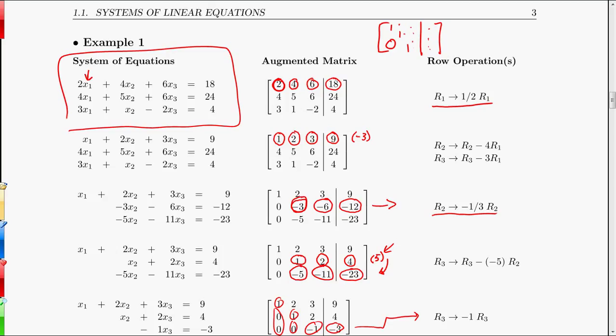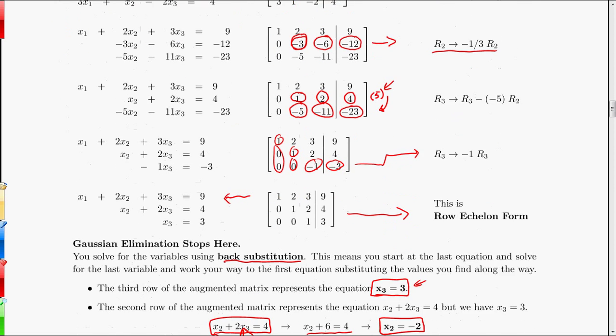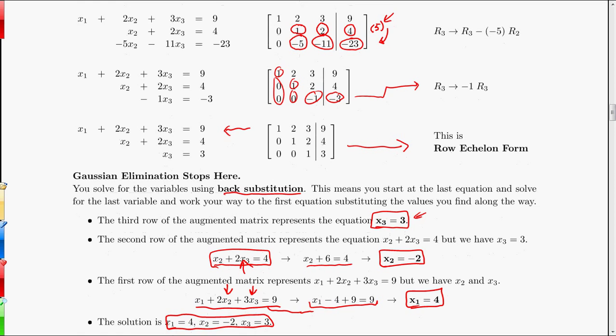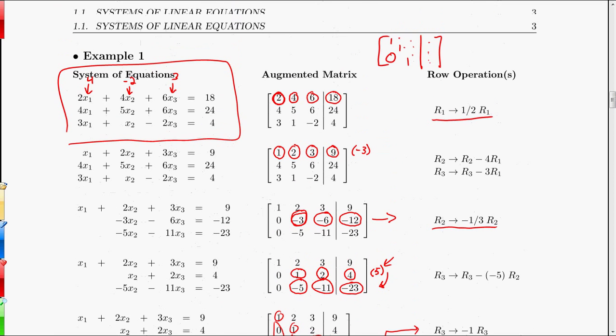If I let x1 be 4, x2 be negative 2, and x3 be 3. Right, those are the answers. Let me just confirm. Yes. And so if you put those in there, for the first one you'd have 8 minus 8 plus 18 equals 18. It checks. Right? That's what we mean by solving the system.